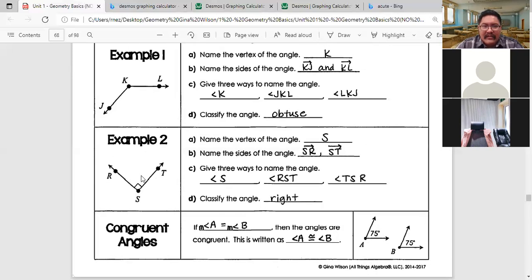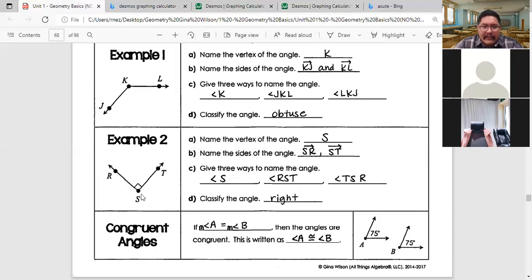All right, so here we have another example. They want us to name the vertex, so let's look at the middle letter. So RST. So S is the turning point. So that's our vertex. Name the sides of the angle. So SR. So coming in from this side, we have S to R. Over here, we have S to T.